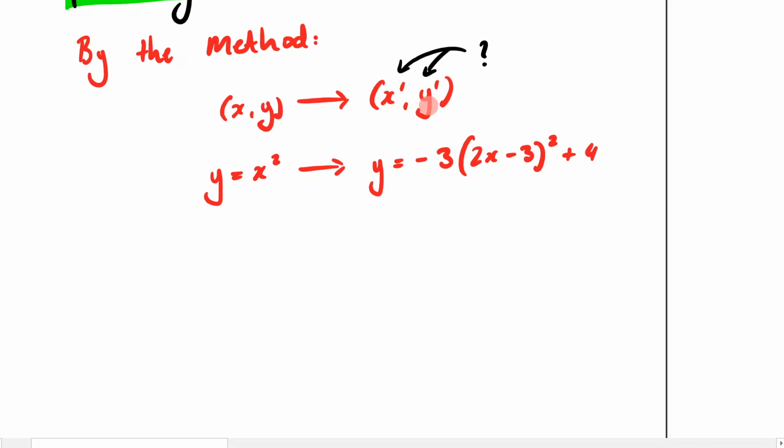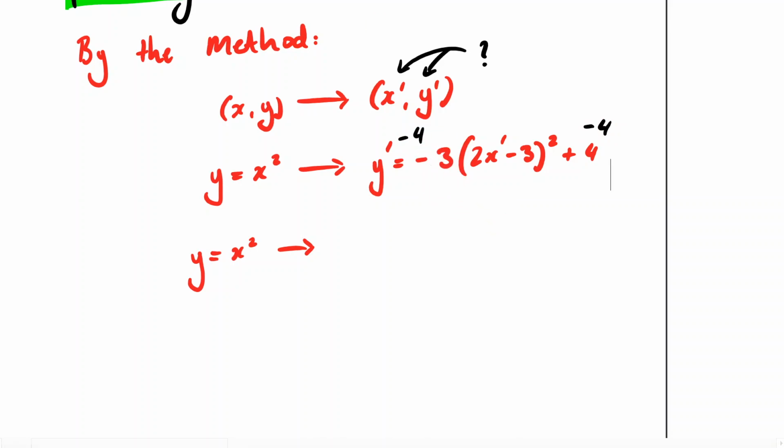Now I know that this point here, this x dash y dash point, lies on this graph. So I'm going to put my dashes in there. That's my first step. Done. My next step is I'm going to rewrite this, and now I'm going to rearrange this thing right here. I'm going to rearrange it so I get it into this form. So that means I don't want this plus 4 in the end, so I'm going to minus 4 from both sides. And I also don't want this negative 3 out the front.